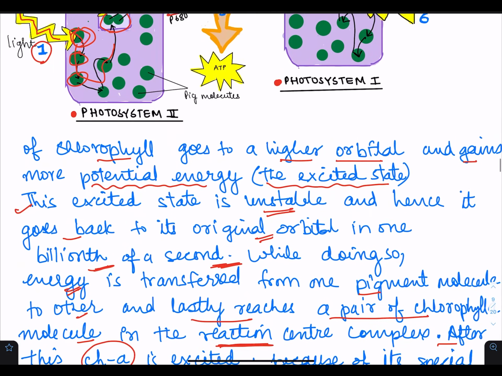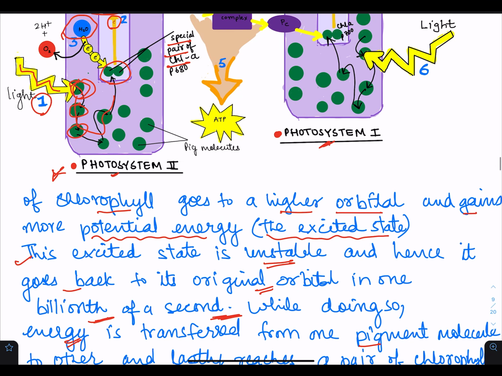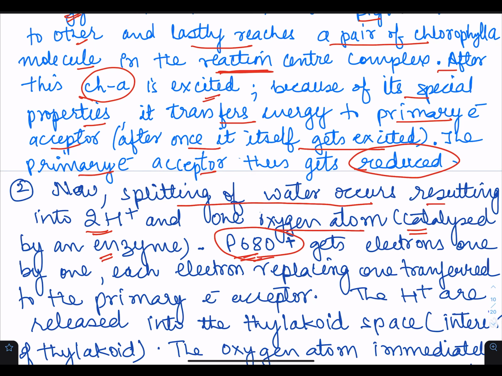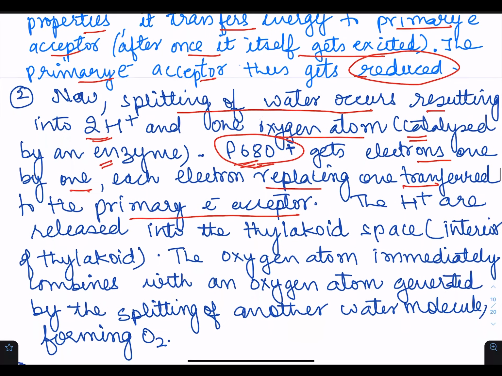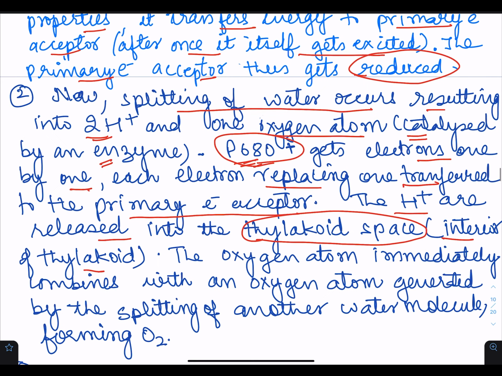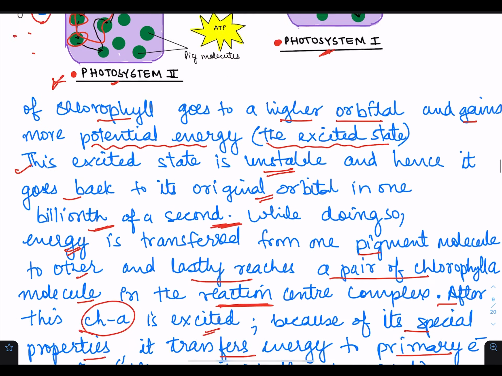But in photosystem 2, first of all, photosystem 2 is involved and then photosystem 1. So, the special pair of chlorophyll A here is P680. So, it becomes P680 plus, gets electrons one by one, each electron replacing one transferred to the primary electron acceptor. The hydrogen ions are released into the thylakoid space, the interior of the thylakoid. Looking at the diagram again, this is the space obviously. Here they are released, the hydrogen ions.